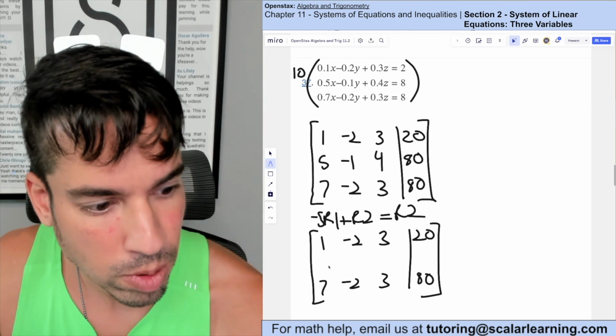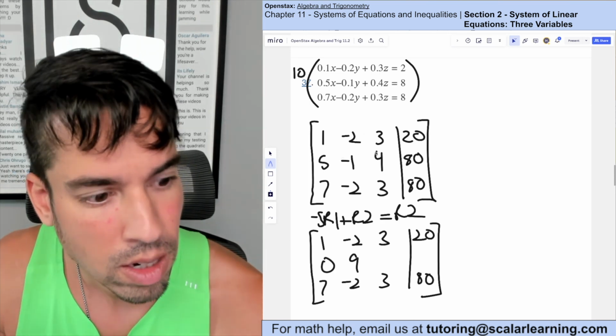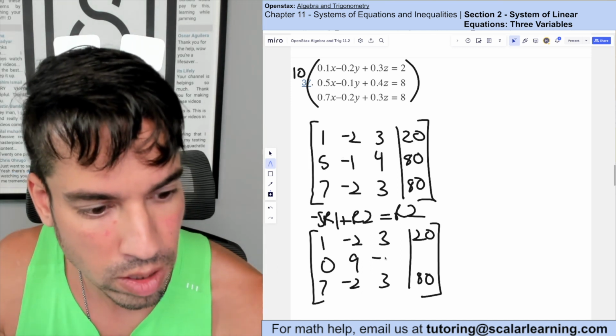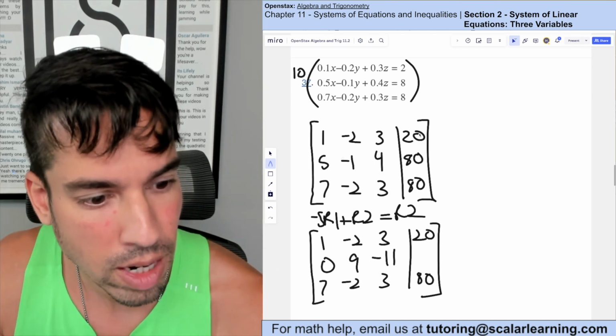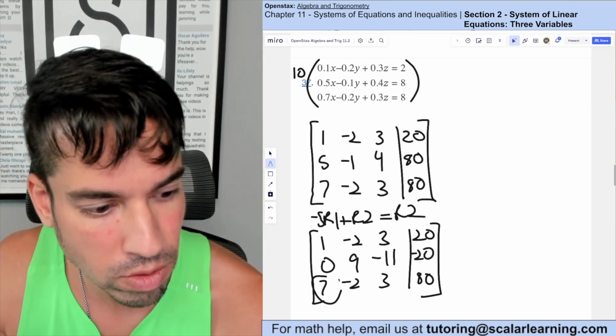So then we got negative 5 plus 5 is 0. Positive 10 plus negative 1 is 9. Negative 15 plus 4 is negative 11. And then we have negative 100 plus 80 is negative 20. All right, cool. Now let's flip this to 0.